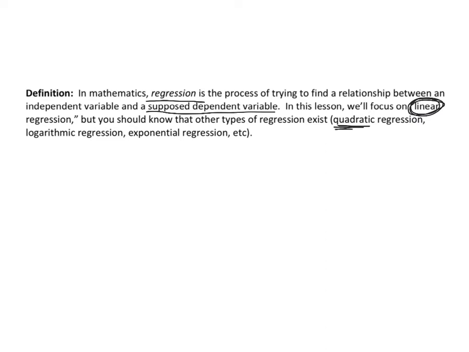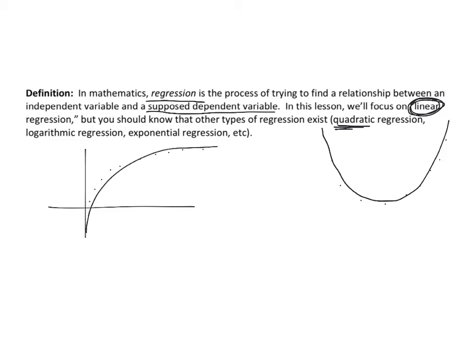Quadratic regression means if you have a bunch of data that looks like it's in a parabola shape, quadratic regression can be used to find the best parabola that fits that data. For logarithmic regression, if you had a bunch of data that looked like it was on a logarithmic curve, you could use logarithmic regression to find that. You don't need to know anything about those right now. I just want you to know that they exist. Today, we're really just focusing on linear regression, the easiest of them to work with.